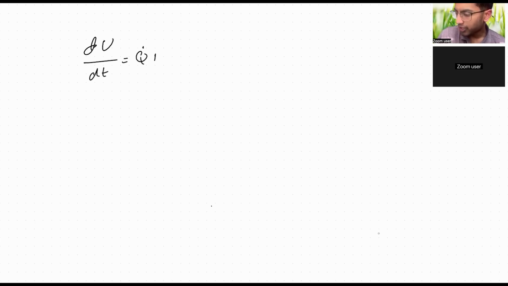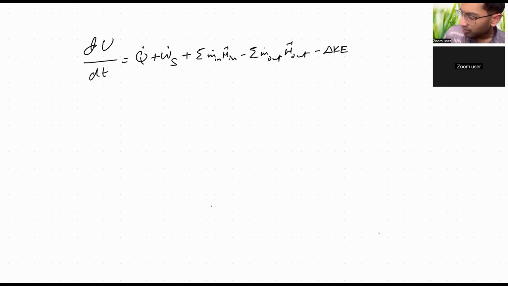So we have dU/dt is equal to Q, which is our heat, shaft work, plus our inlet stream energies, minus our outlet stream energies, subtract the change in kinetic energy, subtract the change in potential energy. And so this is the total energy balance, right?